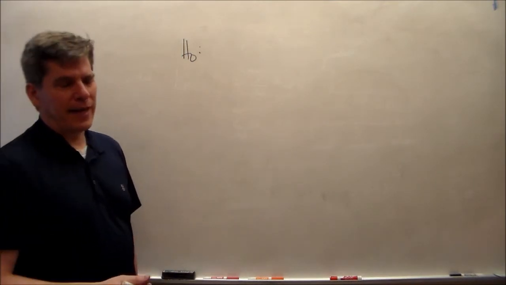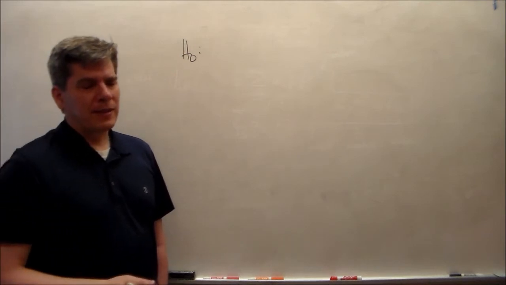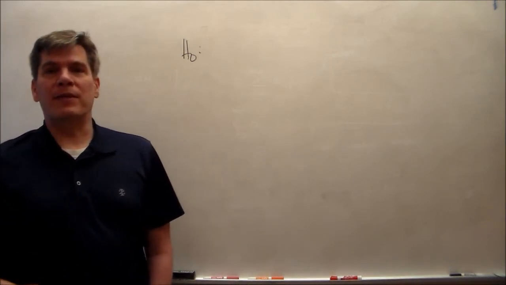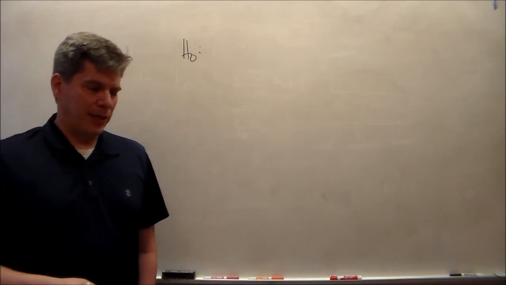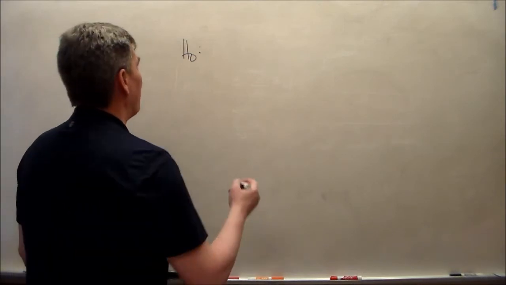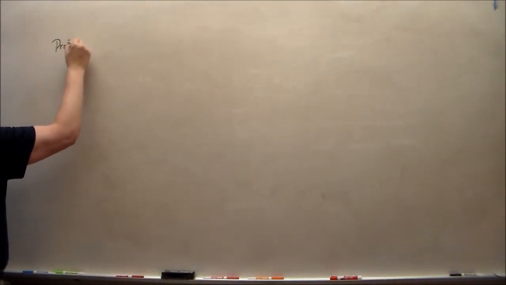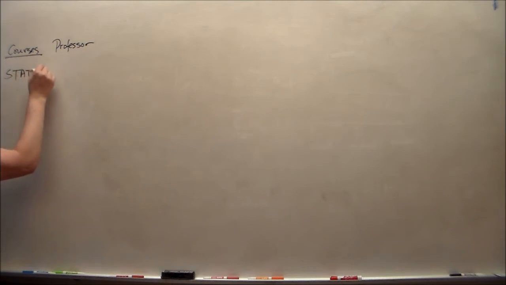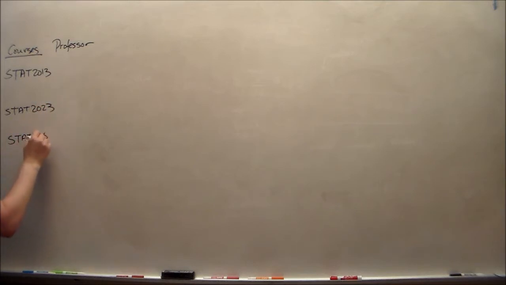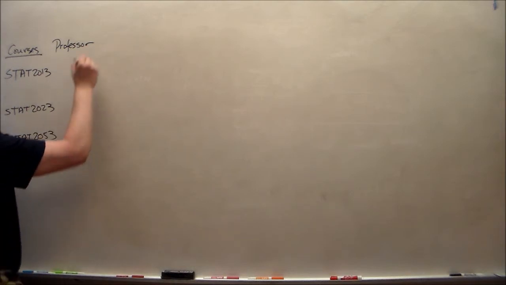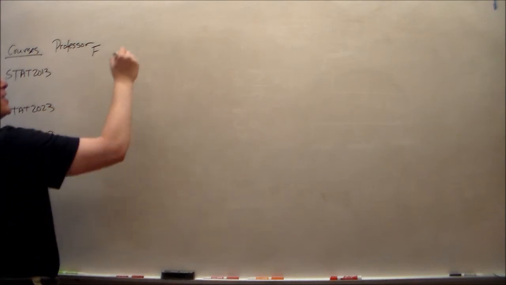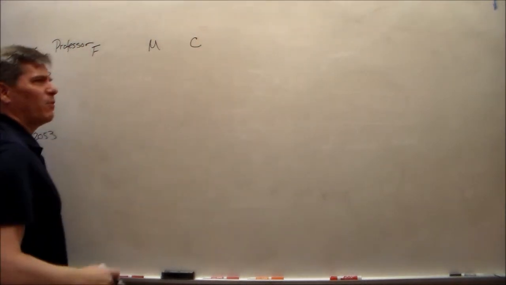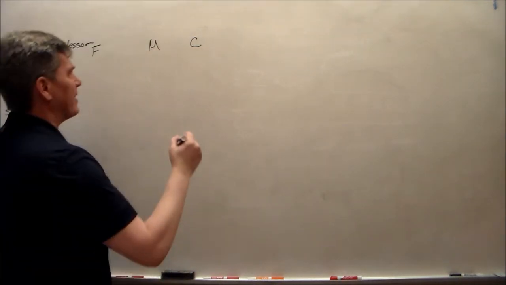So let me give you an example of a null hypothesis that may be of interest. I'm looking specifically at the DFW example. The data looks something like this. We had professors, and we have courses, and the three courses were Stat 2013, Stat 2023, and Stat 2053. And there were four professors. Forsberg was one. I think Michelson was the second one. Then there was Cheney. And what was that last one? I've got it as W on the list there.